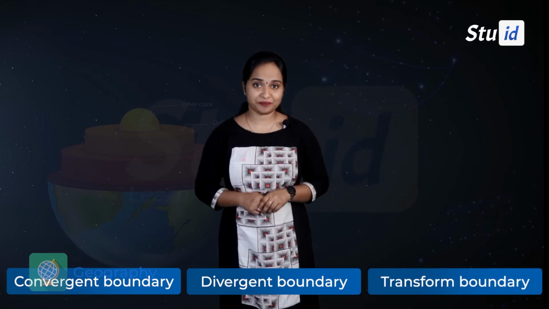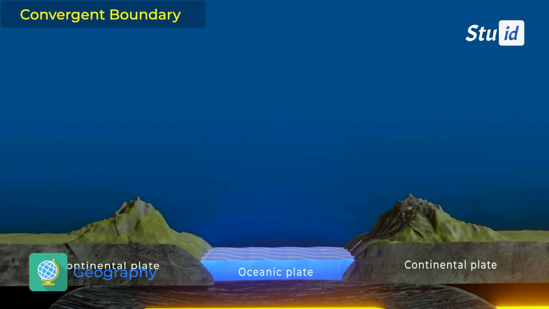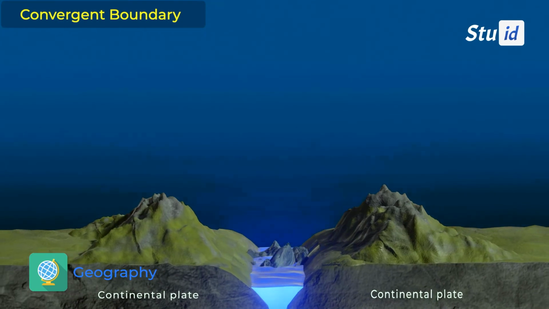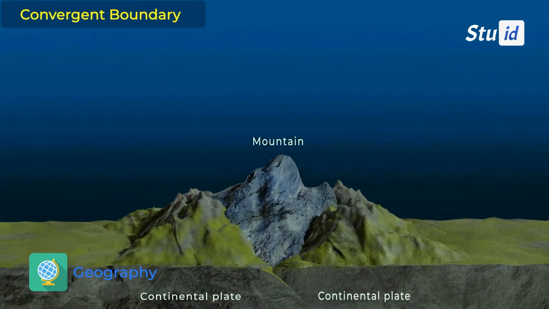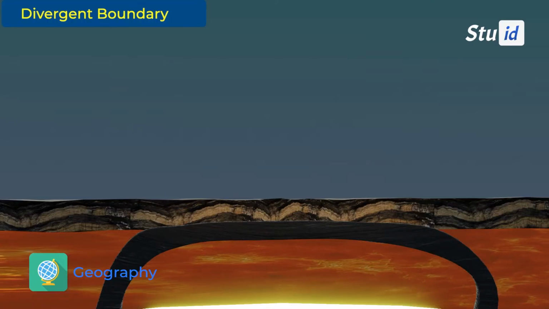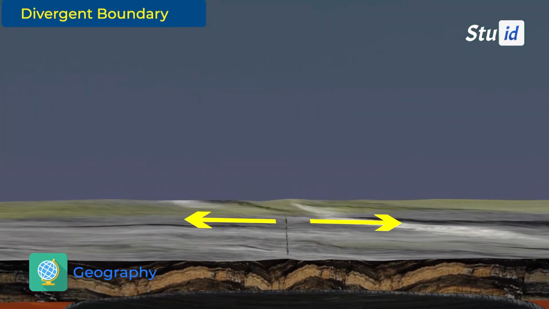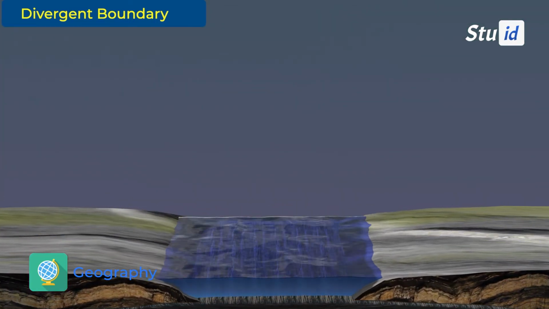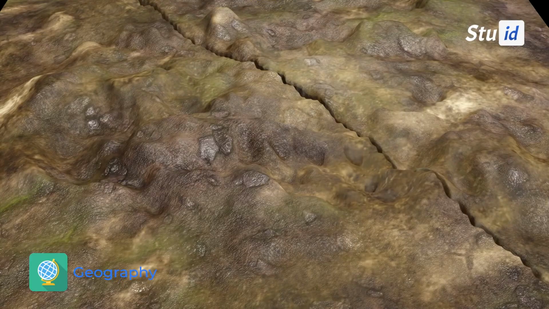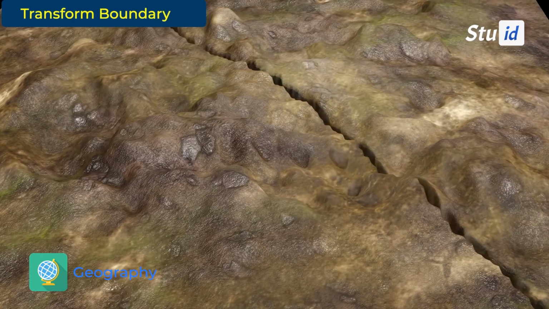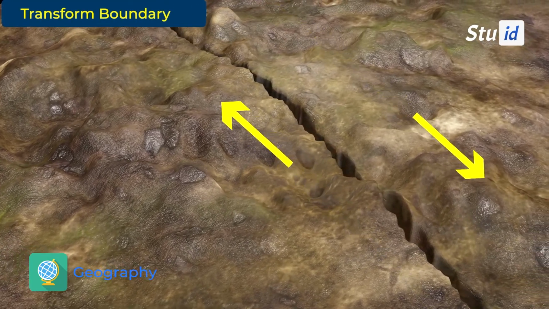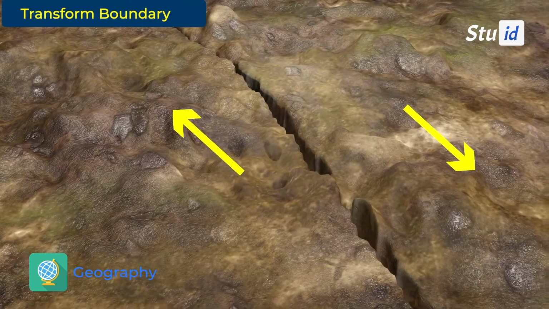There are three types of plate movements: convergent boundary, divergent boundary, and transform boundary. Some plates come towards each other and form a convergent boundary. Some plates move away from each other and form a divergent boundary. When two plates slide past each other horizontally, the transform boundary occurs.